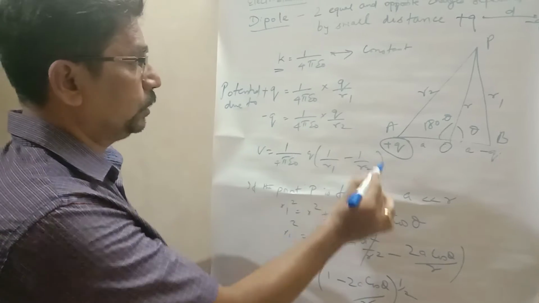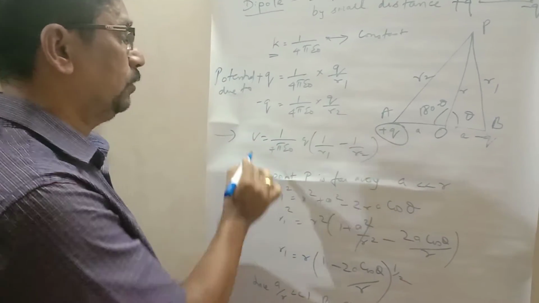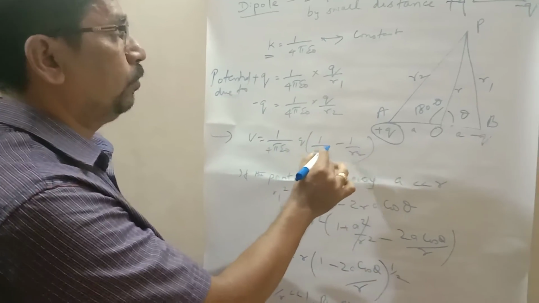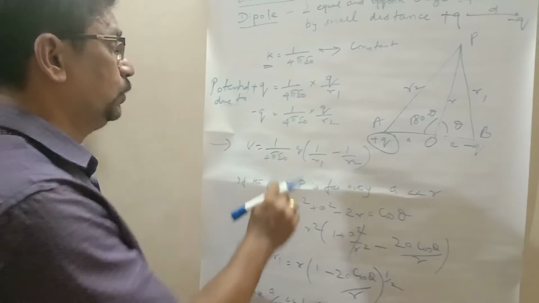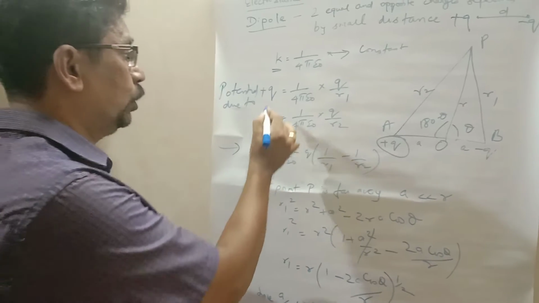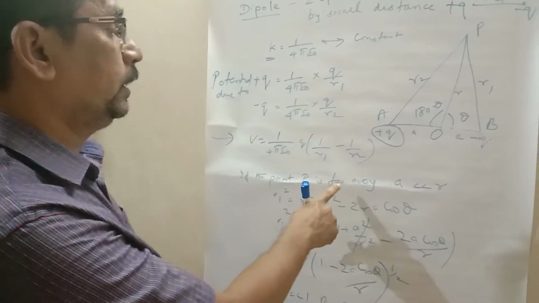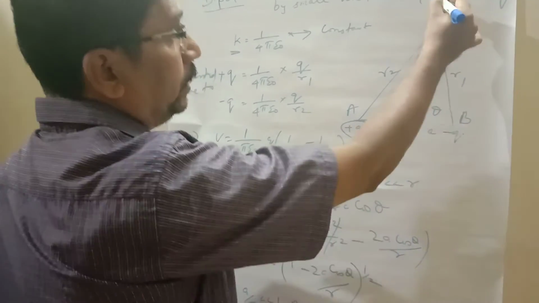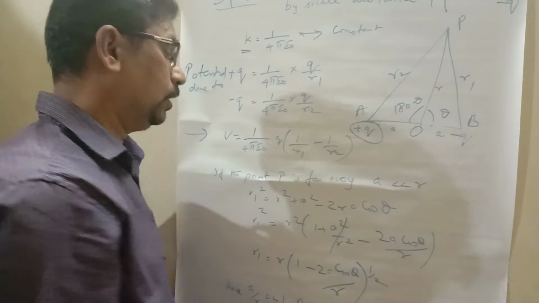Now the total potential is calculated. This is the formula we use for total potential: V equal to 1 by 4 pi epsilon naught into q into 1 by r1 minus 1 by r2. So this is the formula for calculating the total potential for point plus q and point minus q. If the point P is far away, then a is very much less than r.